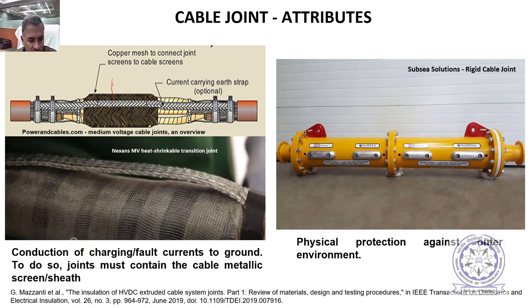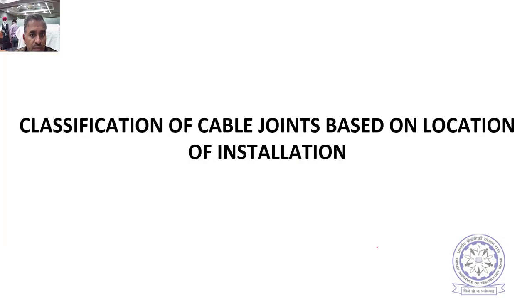So, conduction of charging or fault currents to ground. To do so, joints must contain the cable metallic screen or sheath. That's what is needed. And in subsea solutions, you can see the outside structure is a metallic case, very rigid. This will prevent any damage due to subsea disturbances. So physical protection against the outer environment is essential in the case of subsea cable joints. That is why the cable joint is to be rigidly placed under a metallic case.